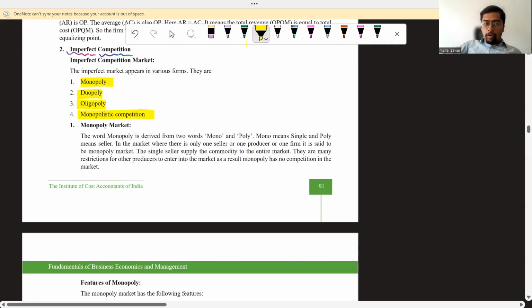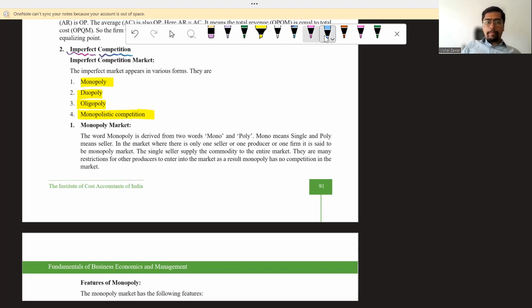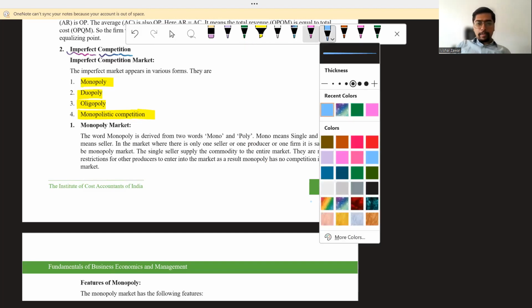Many of these terms you have already studied somewhere. So if you can just help me out, what do you understand by either of the terms? You just let me know. What do you mean by monopoly, duopoly, oligopoly, or monopolistic? Anything.